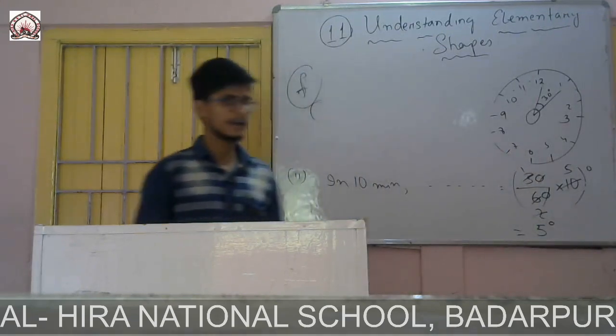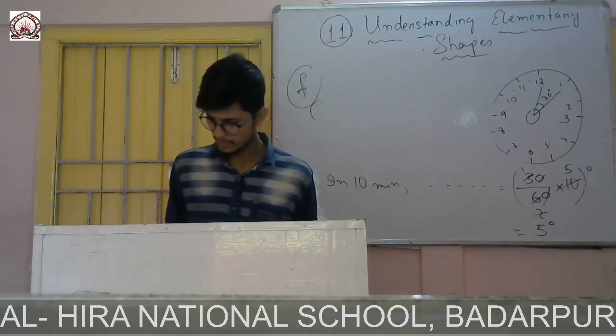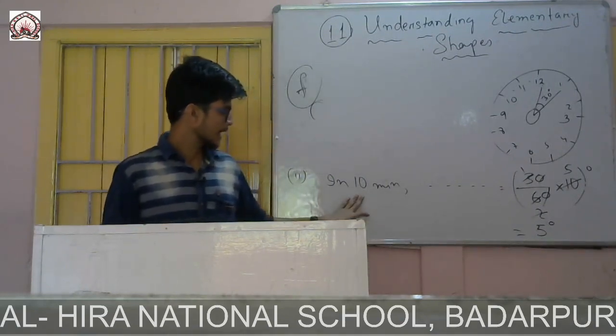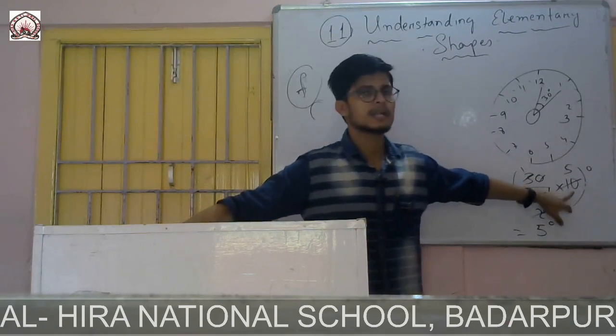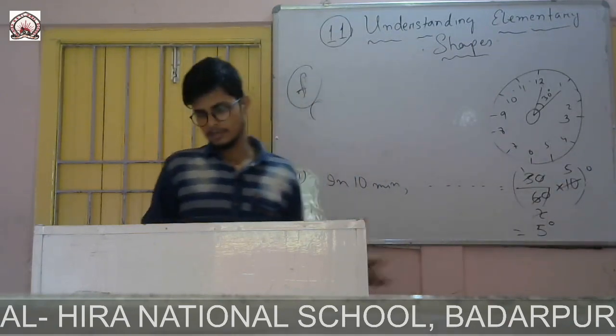The question was to find for 10 minutes. Then 30 minutes you can find simply. Here you will write 30, and there in place of 10 you will write 30, and then you will cancel 1. You will get the answer.